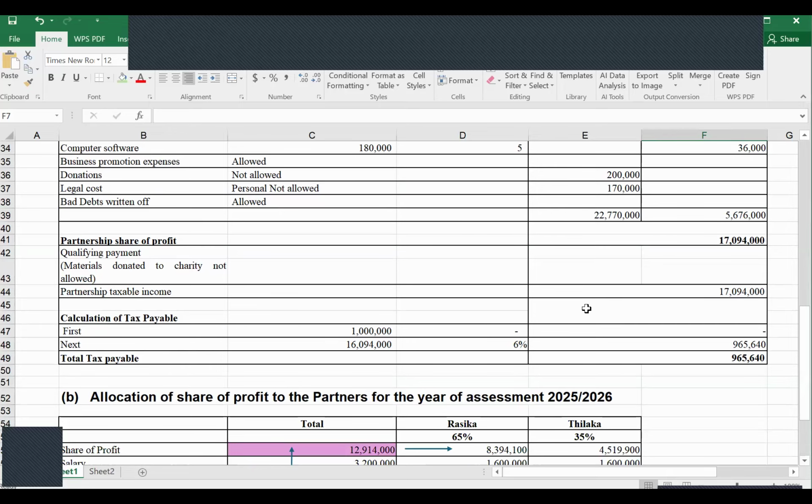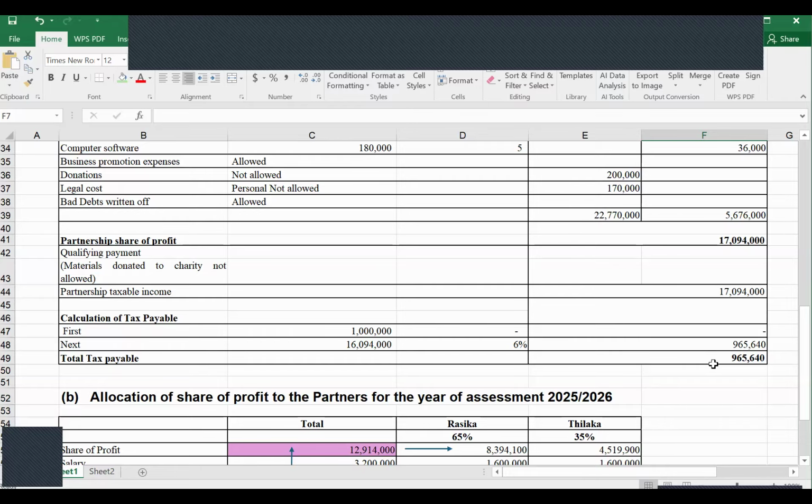Then we have a taxable income from the partnership. To that taxable income, we have to apply tax rates. For the first 1 million, 0%. For the balance taxable income, it is 6%. So total tax payable is 965,000. We can imagine that this amount has already been paid.